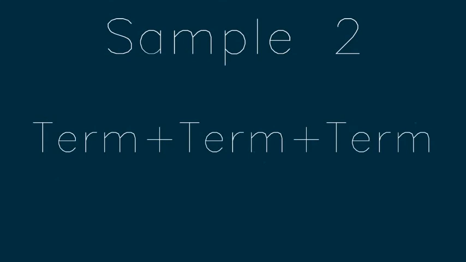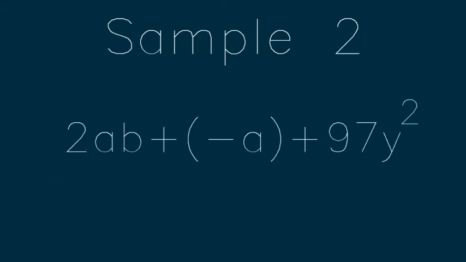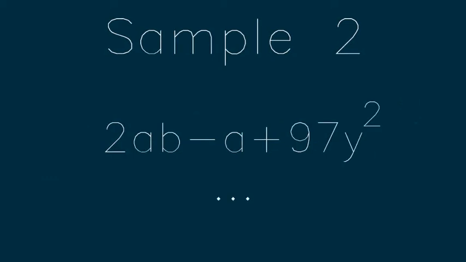Now let's look at another example in which we have 3 terms. Okay, so let's say the first term is 2ab, the second term is negative a, and the third term is 97y squared. All of these are individual terms added up to each other, even though you might say that the second term is being subtracted, but that is no big deal. It's the same thing, but this is going to be a polynomial. The reason it's a polynomial is because there are more than 2 terms, okay, being added or subtracted. In algebra, we don't really have a whole lot of difference between adding and subtracting.